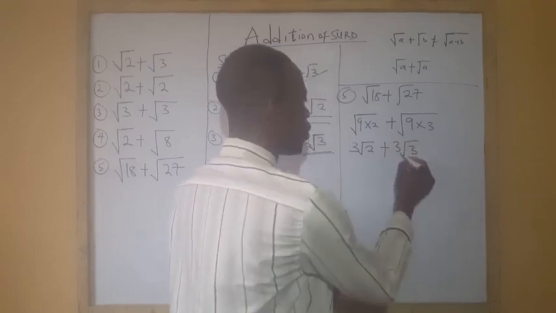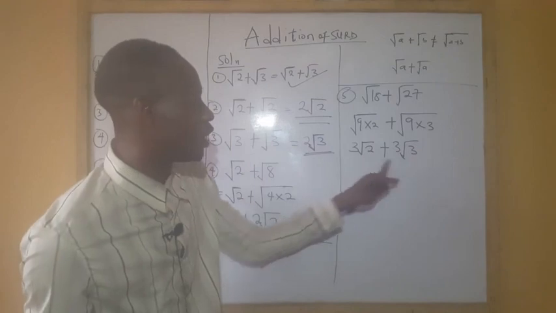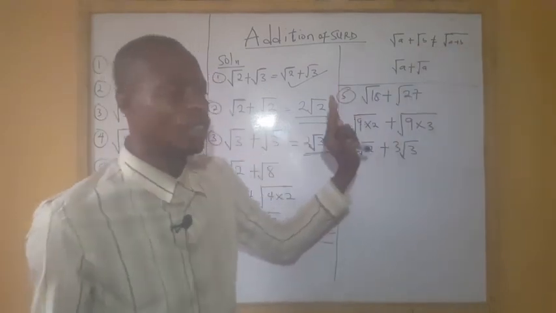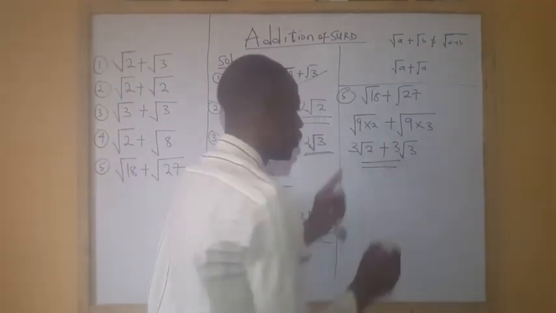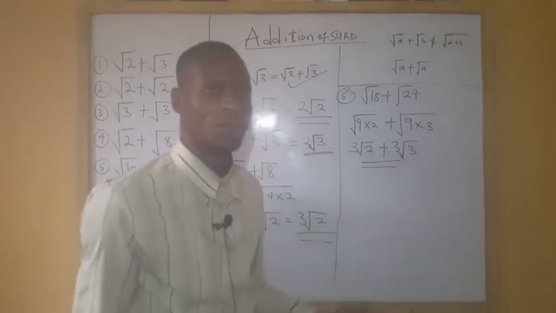So in this case we are not going to proceed, because this is root 2 and this is root 3. So it is not equal to this. So we stop here. We are not adding the coefficients here because they do not have the same root.